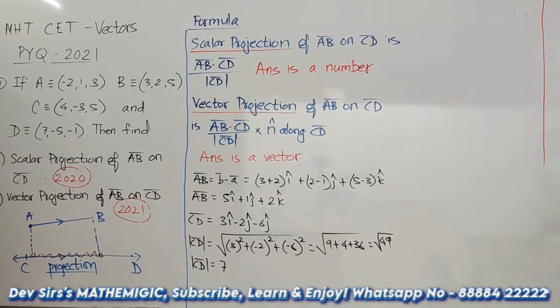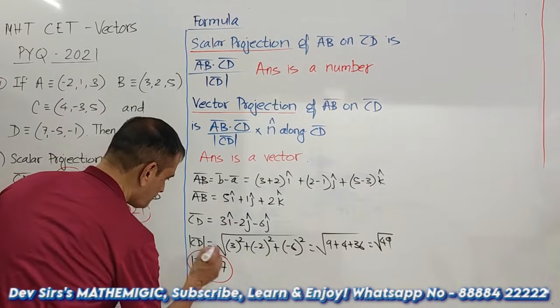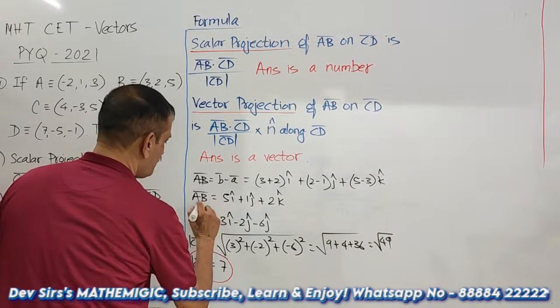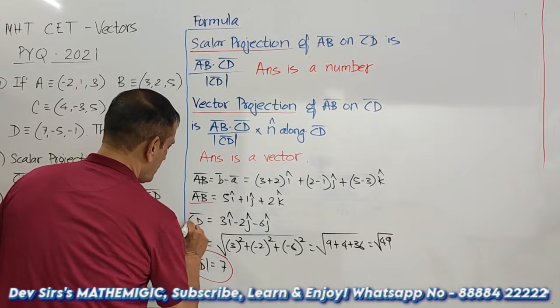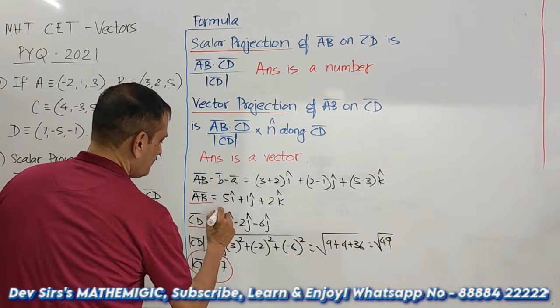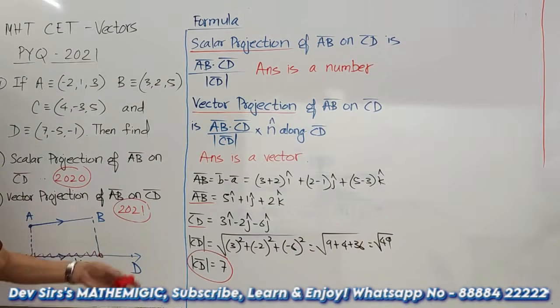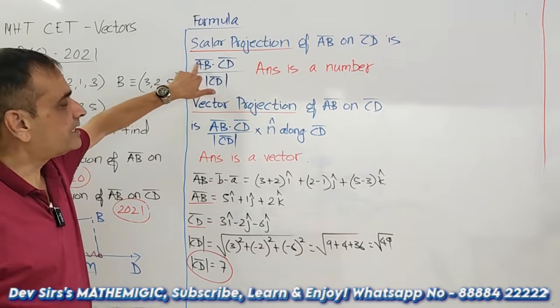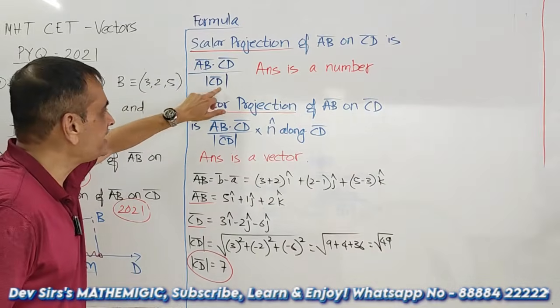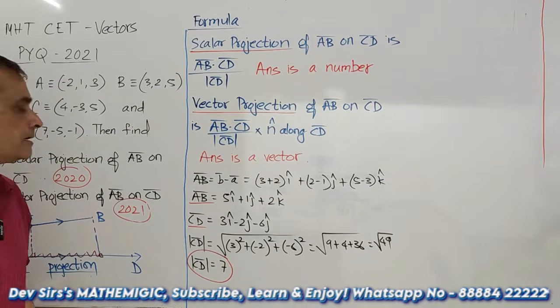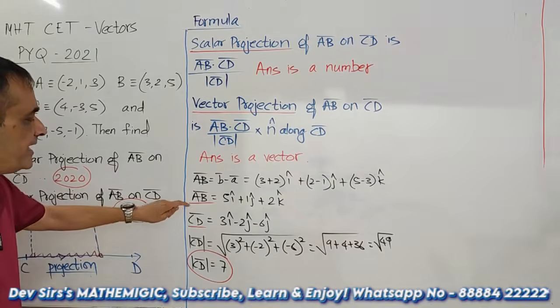Okay, so I'll just mark what we have got. Magnitude मिल गई है. We got AB, and we got CD. Now what? स्केलर प्रोजेक्शन का फॉर्मूला है AB डॉट CD अपॉन CD. So let us find AB dot CD.